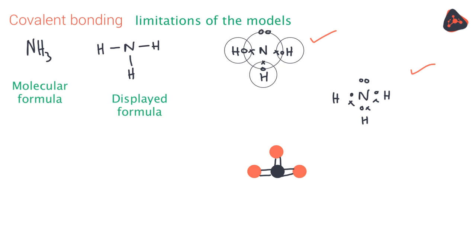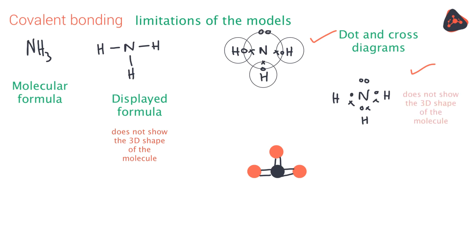The displayed formula is useful as it shows each of the elements and each of the bonds clearly, and can also be used to show the two-dimensional shape of the molecule. However, it's limited as it doesn't show the three-dimensional shape of the molecule. The dot and cross diagram shows the two-dimensional shape of the molecules, and is also useful because it shows all of the electrons in the outer shell of each element, even the ones not involved in bonding. This can be a useful way of checking that you've got the right number of bonds. However, as with the displayed formula, the dot and cross diagrams do not show the three-dimensional shape of the molecule.